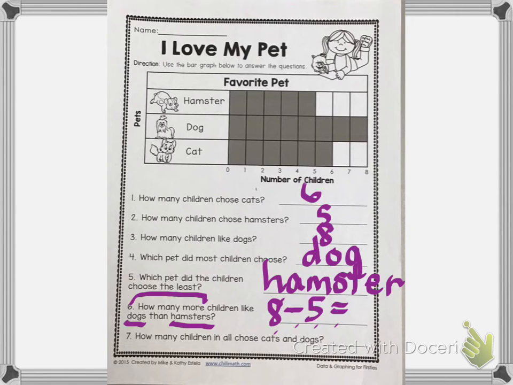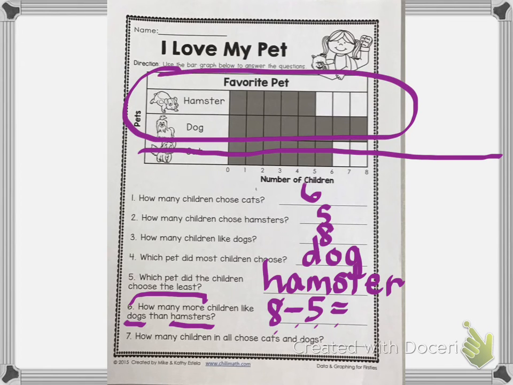However many children like hamsters and however many children like dogs. So we're not looking at cats right now. I'm going to just cross that off totally. So we're only looking at dogs and hamsters, okay? Whenever it's the same, I'm going to cross off. And you know what? I'm going to switch to a different color to make this a little different so we can see it a little differently.